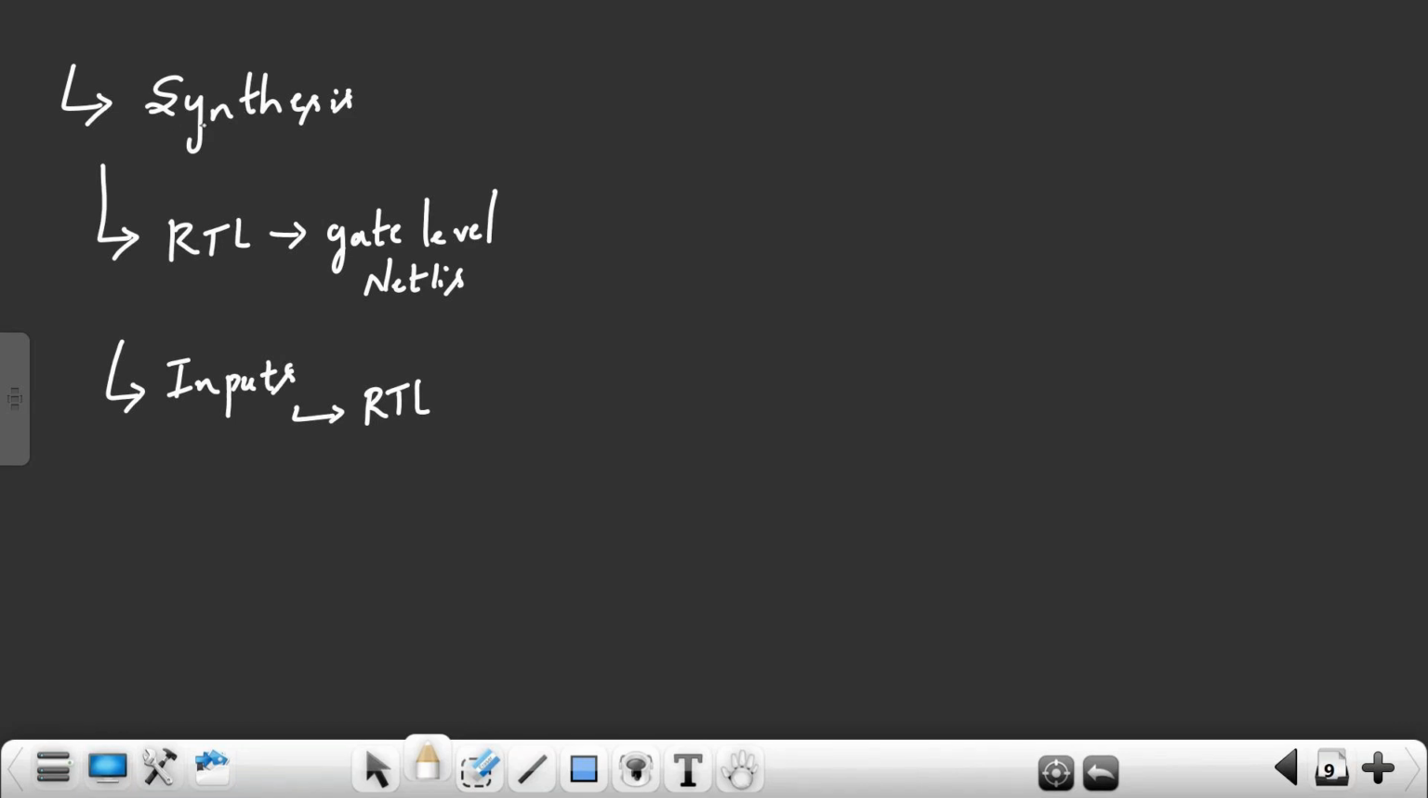Synthesis is done by the synthesis tool. We are not doing it. But our role is to give what? These inputs. We have to set the design, right? We have to give these inputs. Then converting RTL to gate level netlist, my tool will do. There are well sophisticated tools, EDA tools. EDA means electronic design automation tools.